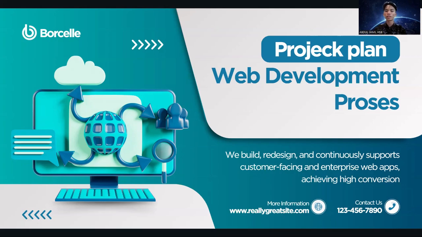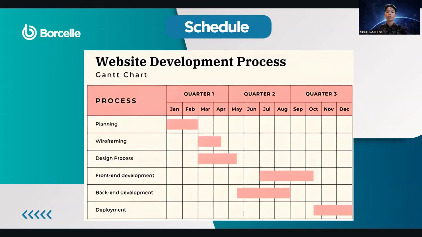Today, I will present the website development process based on the Gantt chart shown in the instruction. Let's go through each step in detail. First, when does this project start? The project begins in January, starting with the planning phase. This is the foundation of the entire project, where we determine the objectives and scope.